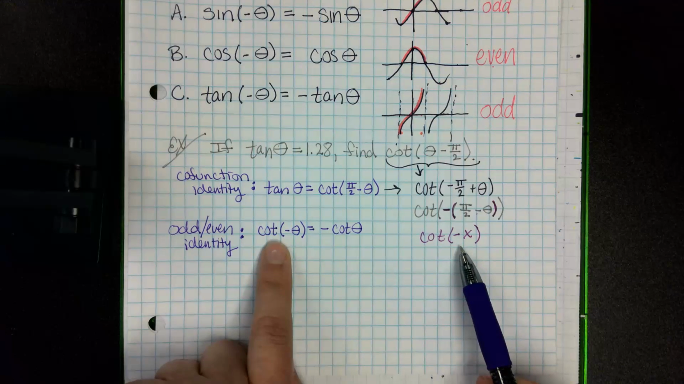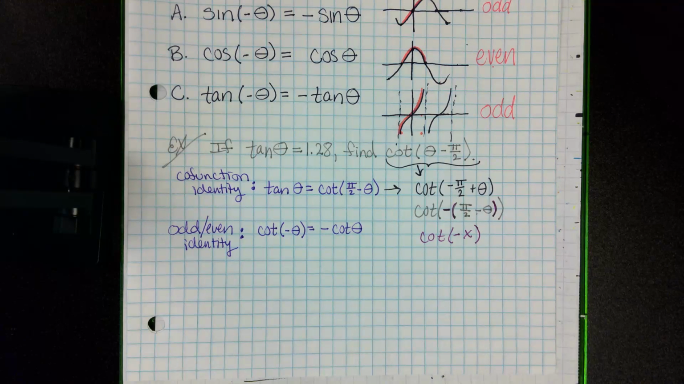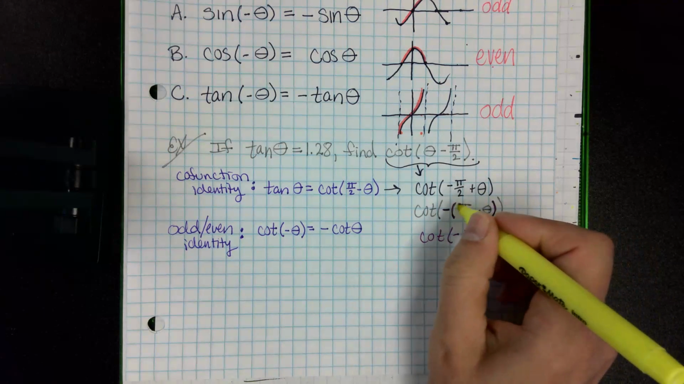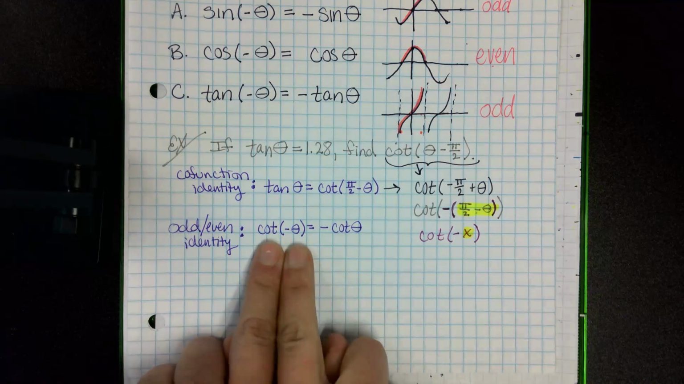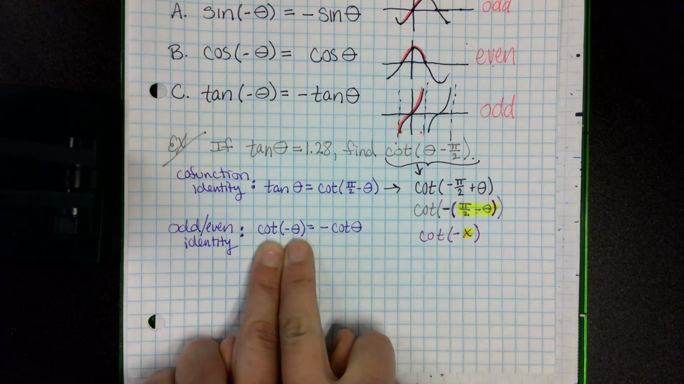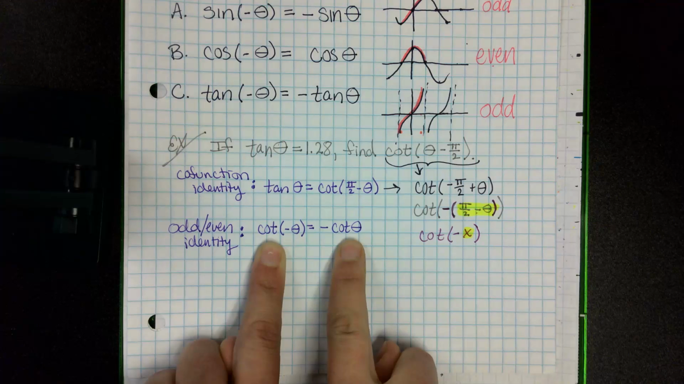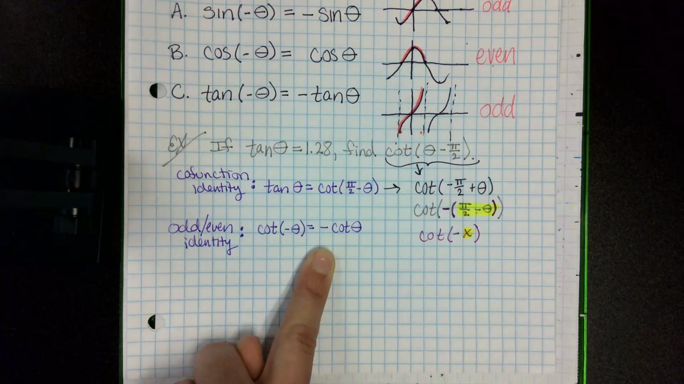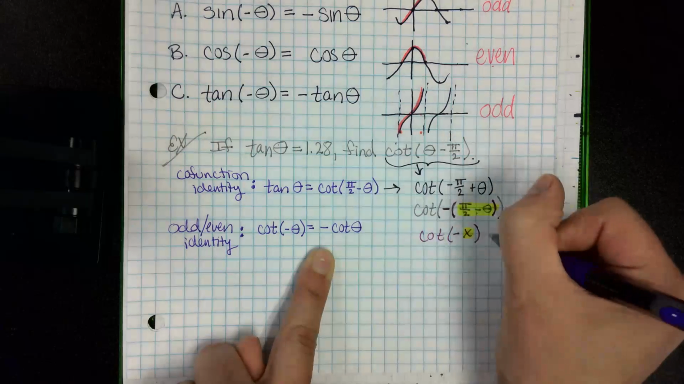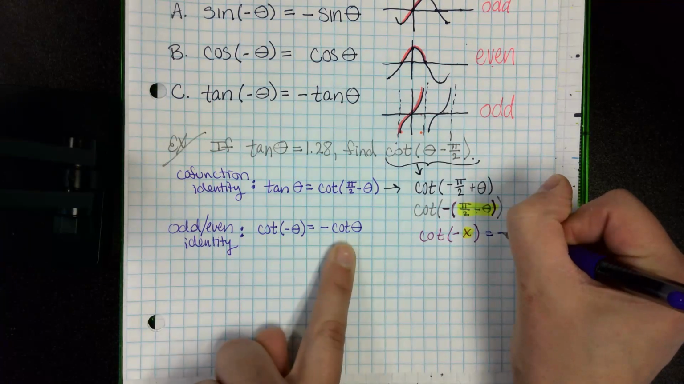And this looks like that side, doesn't it? I'm saying that this is x. I renamed that as x. Okay? And it looks like this. So by this identity, can't I say that this is equal to that? Those are the same, right? So I'm going to do that. So this equals negative cotangent x.